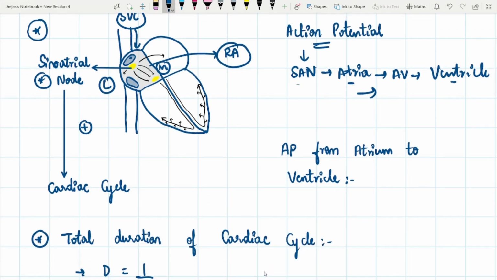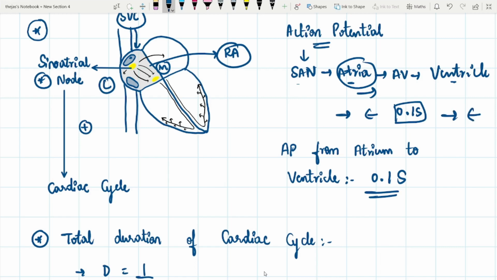While the action potential travels from the sinoatrial node to the ventricles, there is a delay of 0.1 second. Why is there a delay of 0.1 second? First, the action potentials from the sinoatrial node go to the atria, so both atria contract. Then there is a delay of 0.1 second across the AV node and AV bundle, and after 0.1 second the ventricles contract.